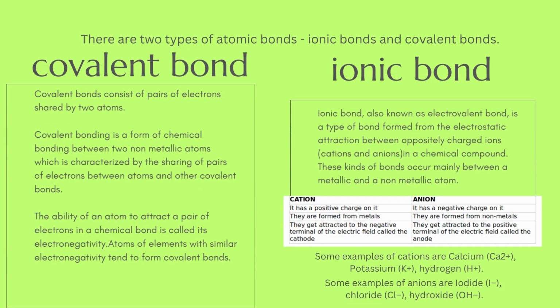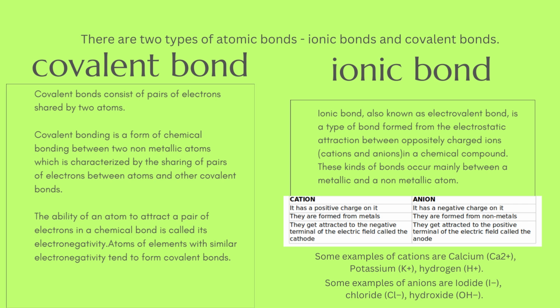There are two types of atomic bonds, ionic bonds and covalent bonds. Covalent bonding is a form of chemical bonding between two non-metallic atoms which is characterized by the sharing of pairs of electrons between atoms and other covalent bonds. Ionic bond, also known as electrovalent bond, is a type of bond formed from the electrostatic attraction between oppositely charged ions, cations and anions in a chemical compound.